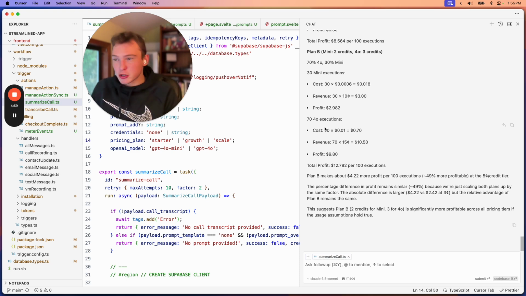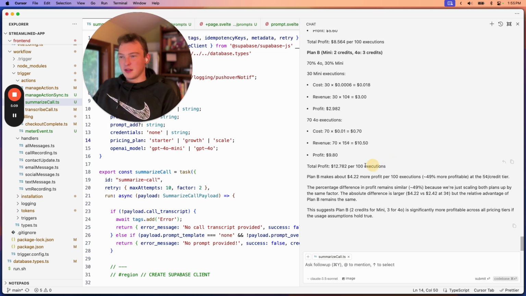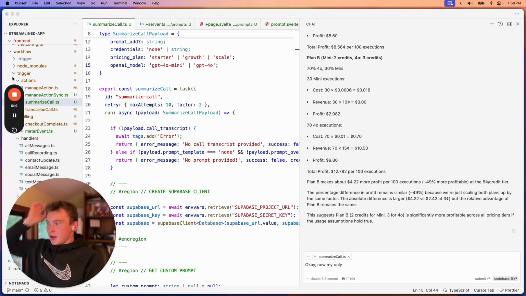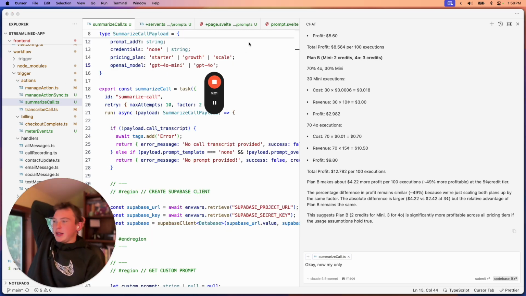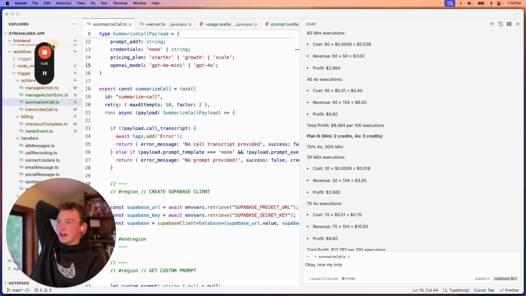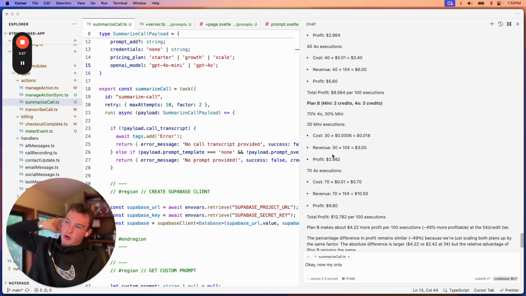But then if more people choose 4.0, we're actually generating almost $10 in profit, which is a 50% increase in profitability just by this slight switch of pricing, incentivizing people to choose mini or to choose the full 4.0 model more often. So anyways, I just thought that was really interesting, that you could play with your pricing in a way like that and make it much more profitable.